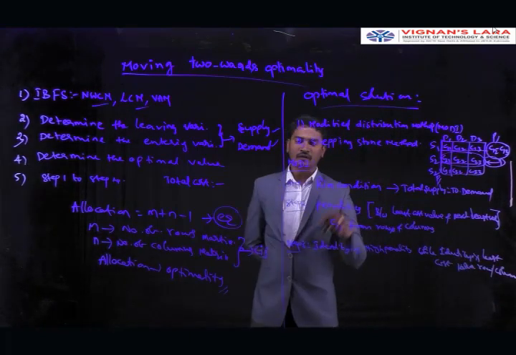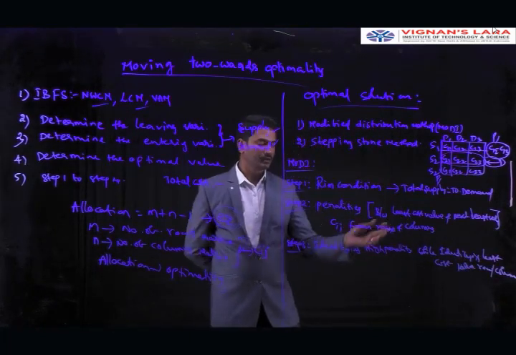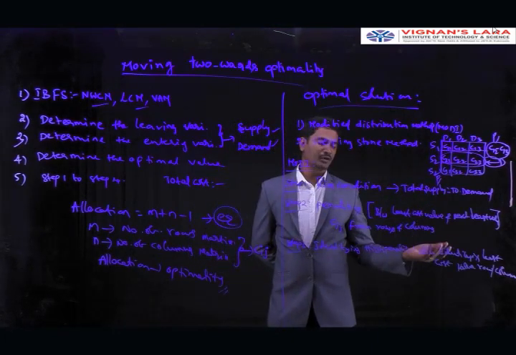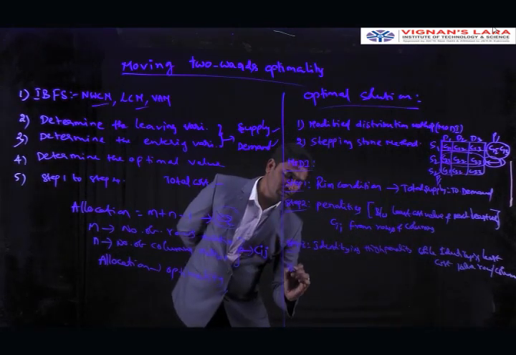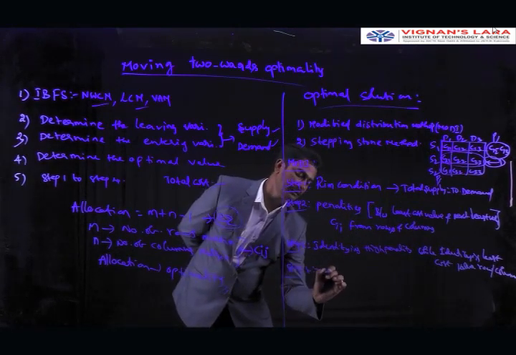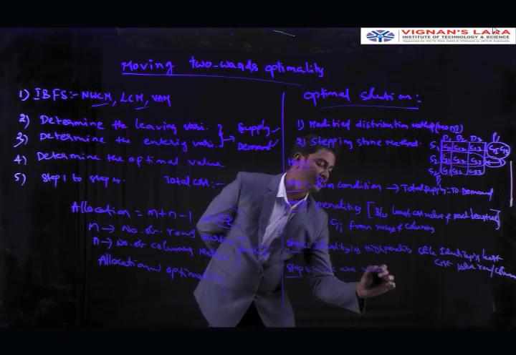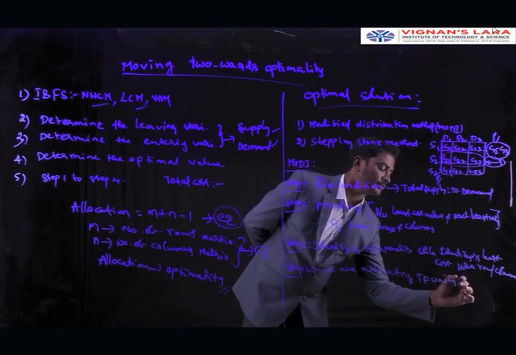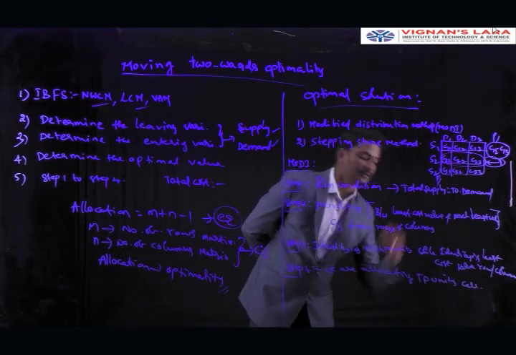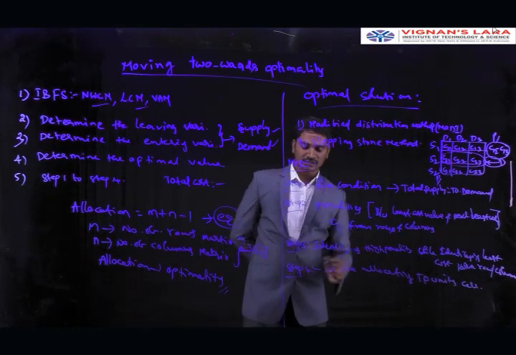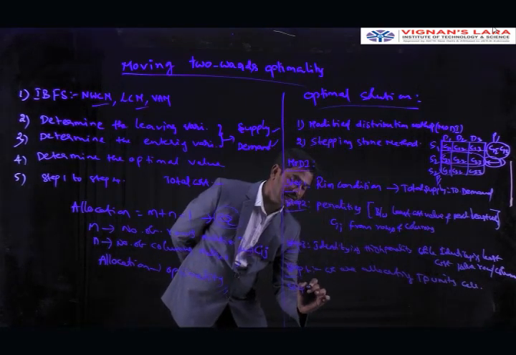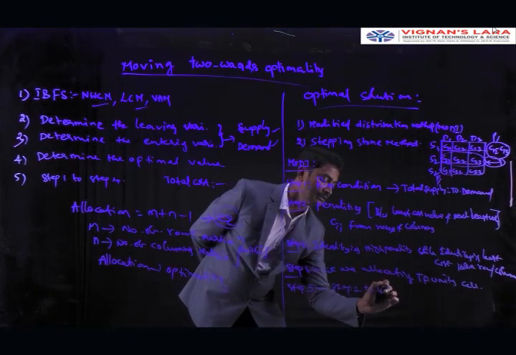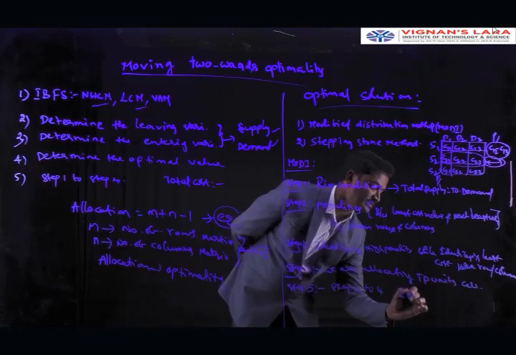After identifying the row, we are going to allocate the supply or demand. Which one is the least? We are going to allocate that value. At step 4, we are allocating the transportation units to that particular cell. Next, we repeat steps 2 to 4 to get the initial basic feasible solution.